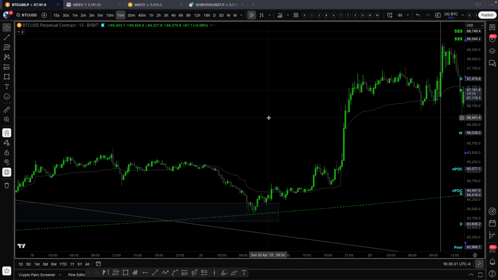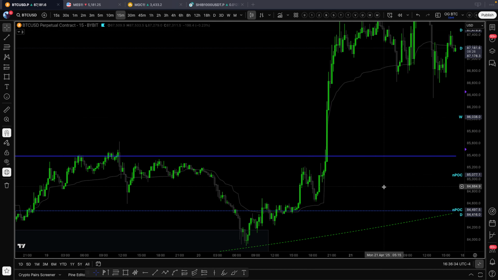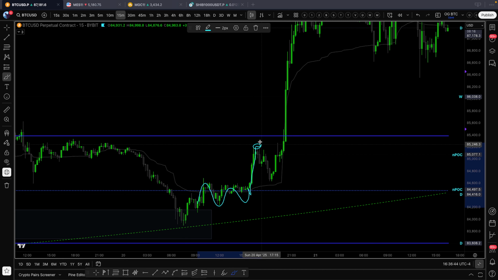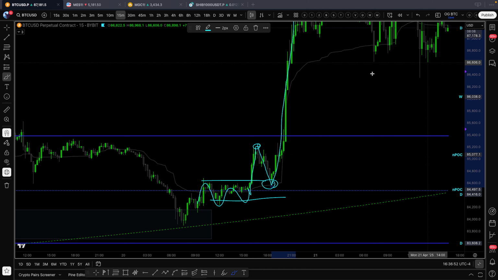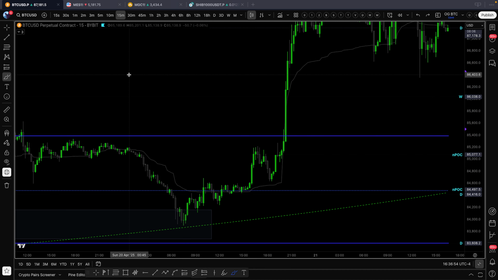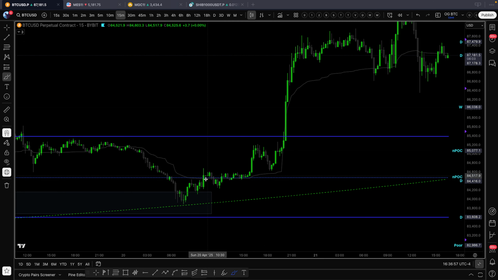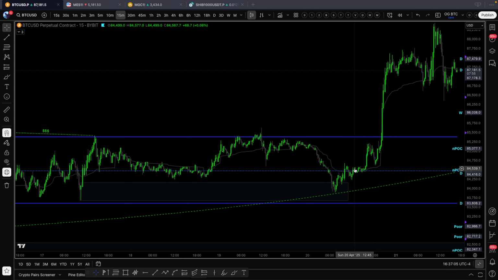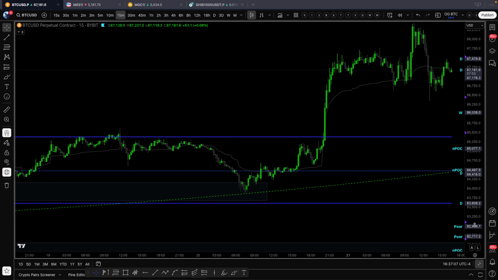Let's go back to the 15, show it to you on the 15. Again, it's a very simple, same thing I keep going over and over again. We have a range. We have the initiation out of the range. And we come back down to mitigate this range for the continuation of that move. So that is RIMC. So we have the range, initiation, mitigation, continuation. So even just using something simple as RIMC, you could have caught a very, very nice trade here.